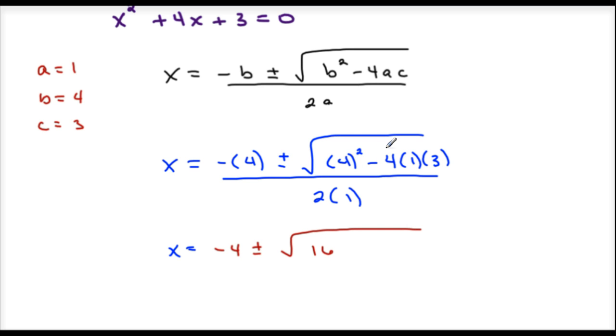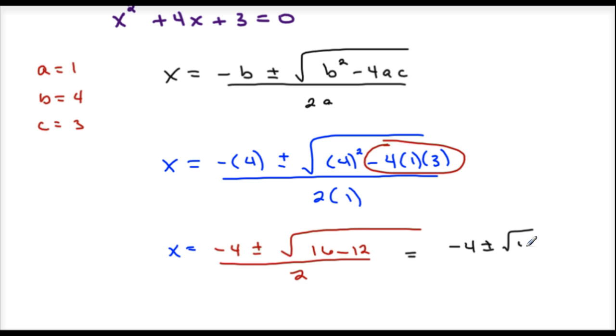Okay, so when I do this part, I like to look at this part in its entirety. So forget about the 4 squared here. So I have -4 times 1 times 3. -4 times +1 times +3. What is that? -12. So there's my -12 over 2. Simplify again. -4 plus or minus the square root of 16 minus 12, over 2.